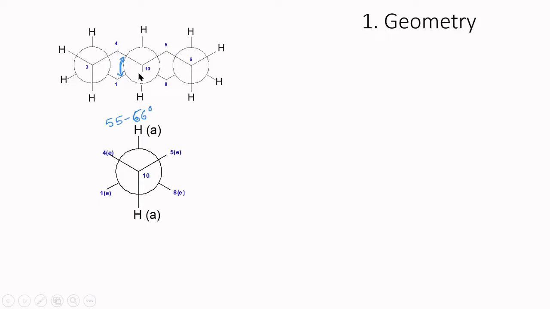On the back side, I have 9th carbon. Front, top, I have the hydrogen. Right side down, I have 8th carbon. And left side down, I have the 1st carbon. So this is the Newman projection of your bridgehead carbons.